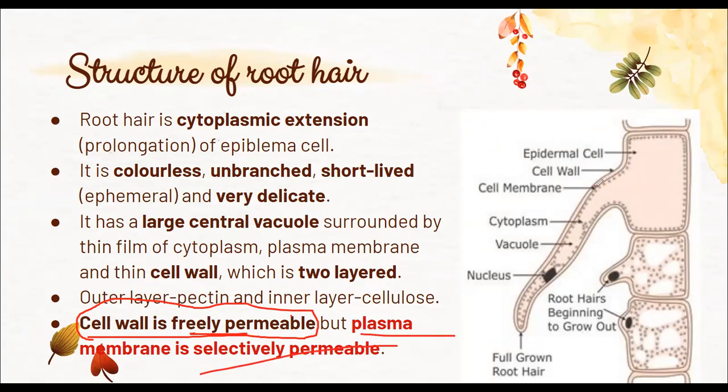So this plasma membrane, basically the cell membrane, will select certain molecules to come in, or certain molecules to go outside the cell or to come inside the cell, basically the root hair. Okay, so this point you need to know. Then the cell wall is made up of outer pectin and inner cellulose. Okay, so these are the parts of the root hair.